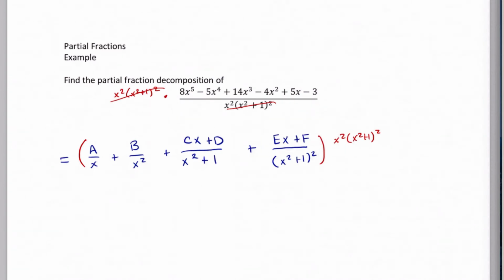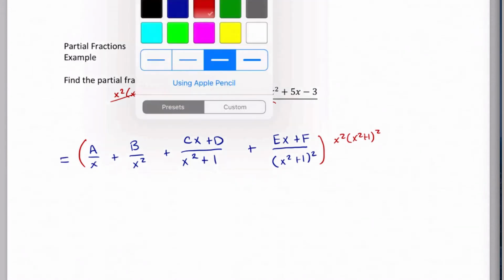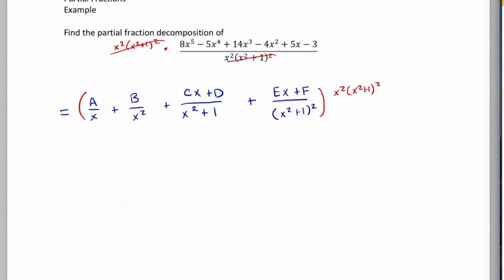All right, so let's do it. Let's work this out. And so the x's cancel, and one of those x's cancels. So I have ax times x squared plus 1 squared. The x squareds cancel, so I have b times x squared plus 1 quantity squared.